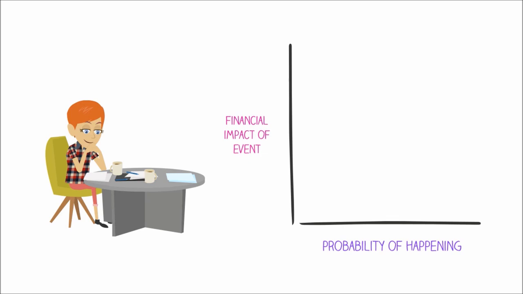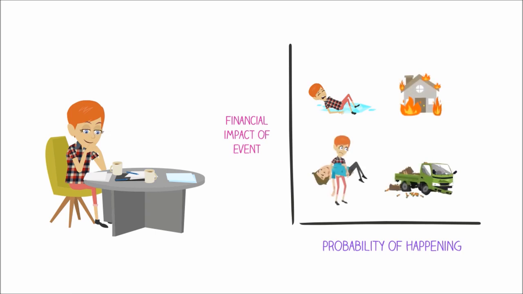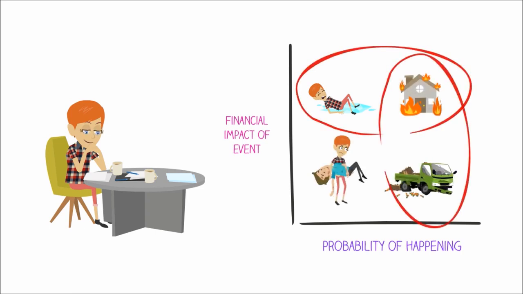Using our first example of slipping on a road, you might decide that this has a low chance of happening for you, but a high financial consequence if it actually happened. So you might plot this here. The goal of this exercise is to try and find the key risks in your life, which you may decide could sit in these areas of the graph.